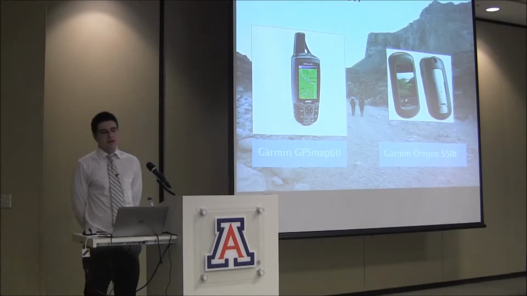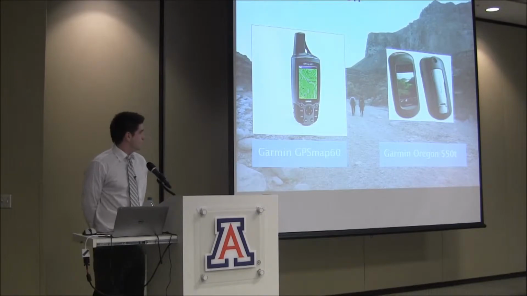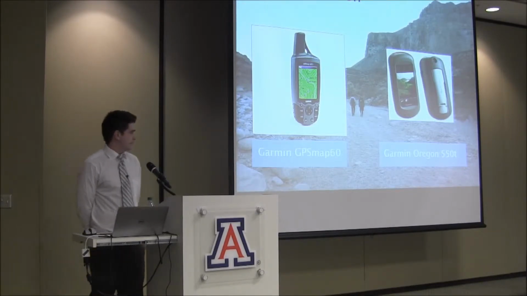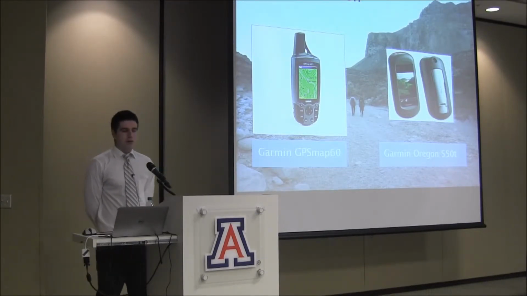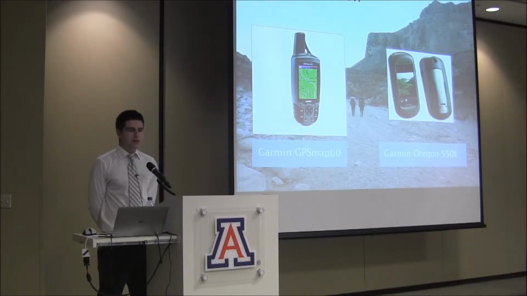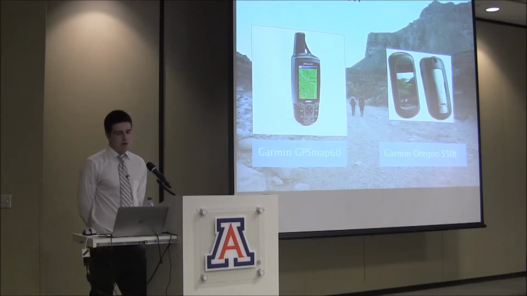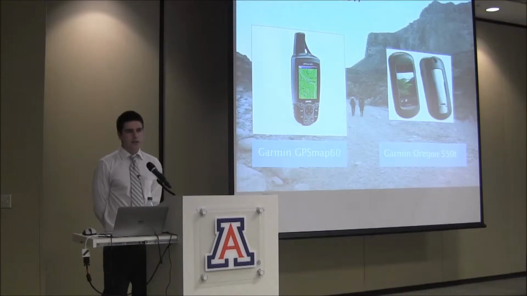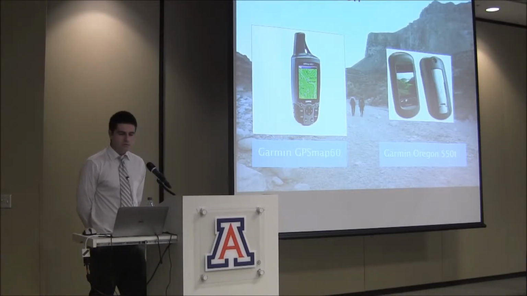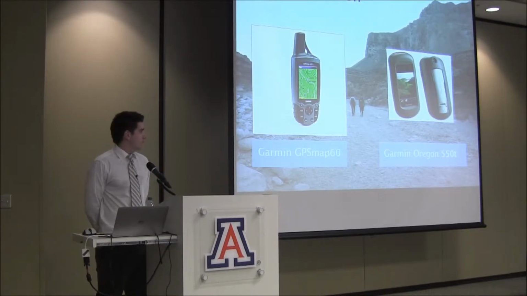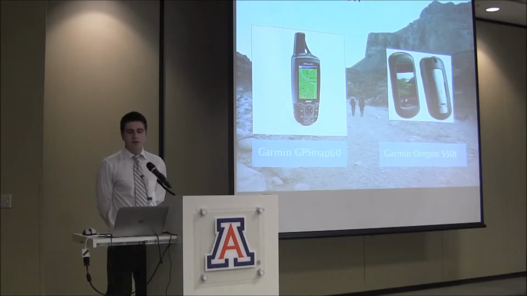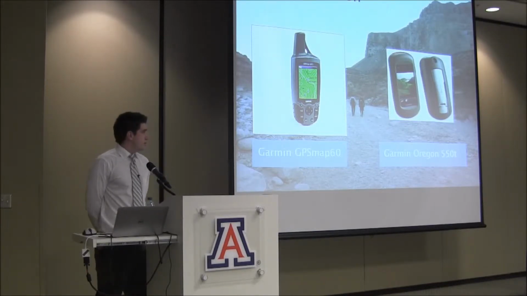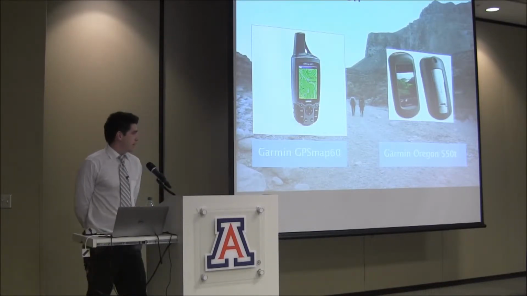So for the data collection, I used 2 GPS units. The first one was a Garmin GPS Map 60, and I used this one to make a track as I was walking. The unit was set to record points at 10-meter intervals. The second one was a Garmin Oregon 550T. I used this one to collect points of interest. This one was really useful because it has a camera and I could record all the coordinates for the pictures that I was taking.